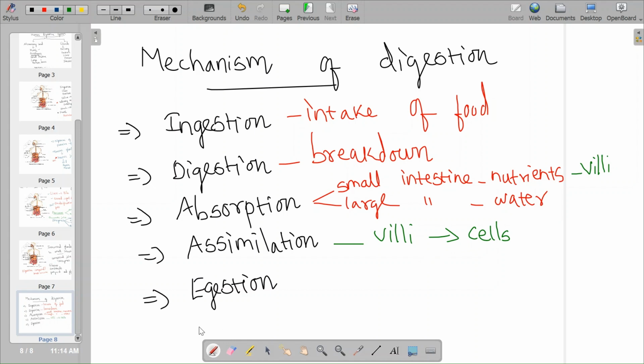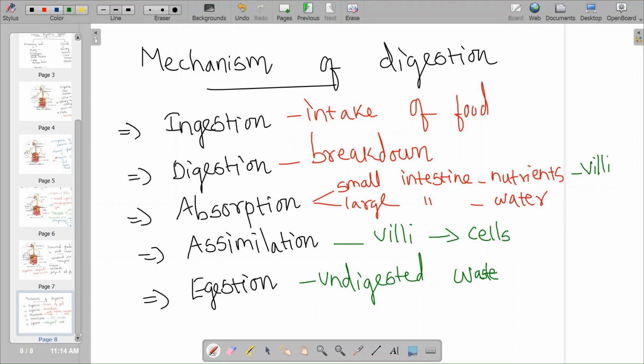After absorption, the undigested waste materials are eliminated out. This process is called egestion.